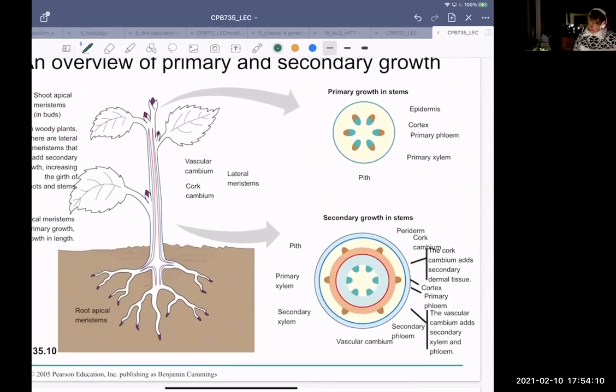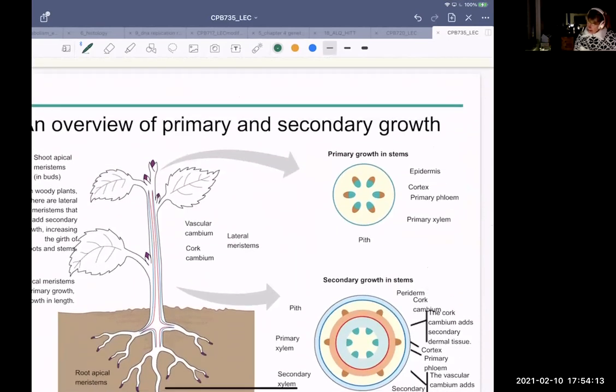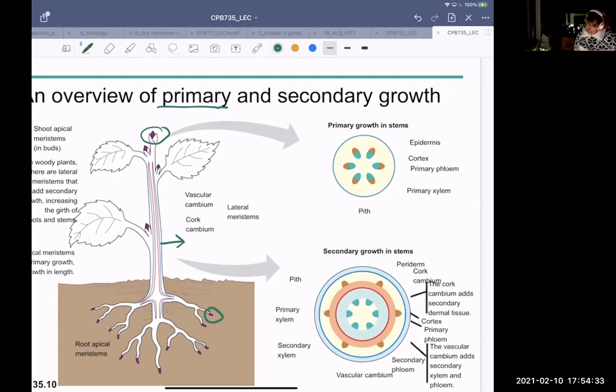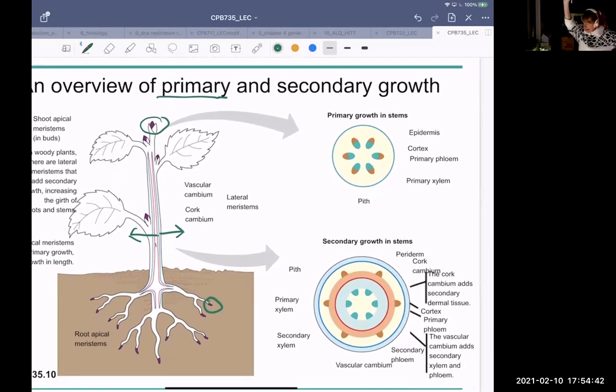So primary growth, there's a difference between primary and secondary growth. Primary growth is your initial tip of the stem or tip of the root growth. That's primary growth. Secondary growth is adding width or girth. So primary growth is growth in length, and secondary growth in stems is girth or width, increasing the width of a plant.